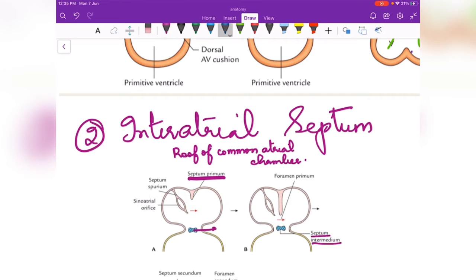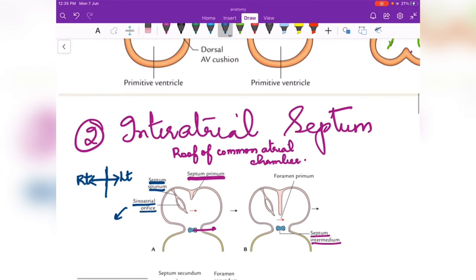And how do we describe its location? It develops to the left side. This is the left and this is the right. Sorry, it develops to the left side of the septum spurium and the sinoatrial orifice. The sinoatrial orifice is the opening of the sinus venosus into the common atrial chamber. So the septum primum develops to the left hand side of this opening.